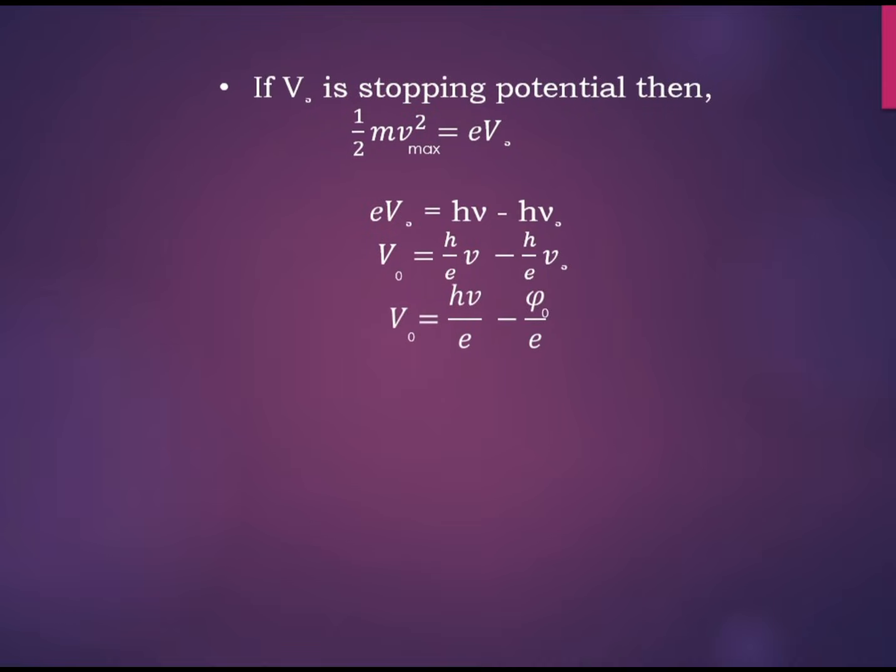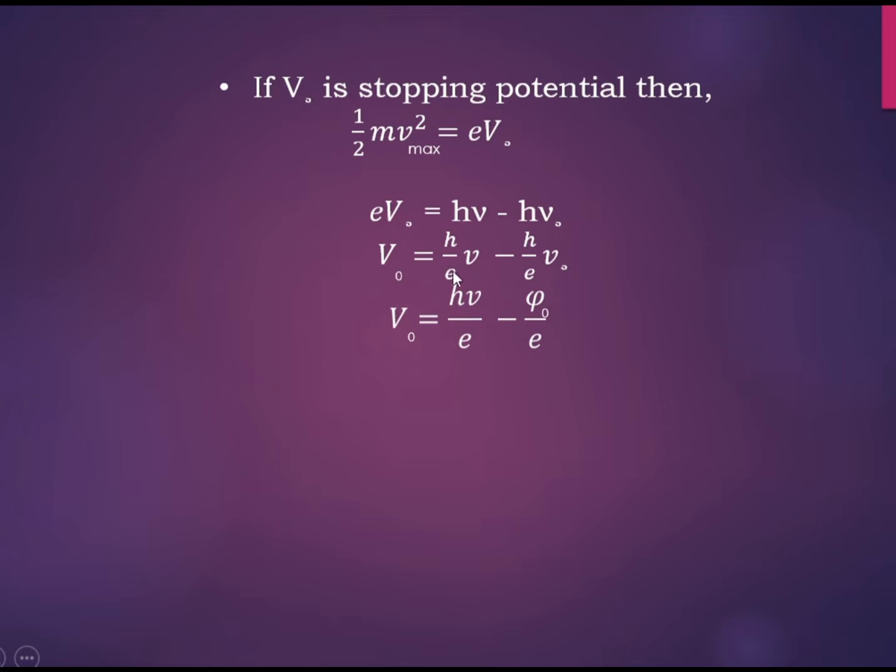Now the second thing was, what is stopping potential? We can derive it. It is the potential which is required to stop the electron with maximum kinetic energy from reaching the collector plate. Now let us suppose the maximum kinetic energy of the electron is half m v max square, which is equal to e V naught. V naught is the stopping potential. Now from here, by solving it further, what we'll get?